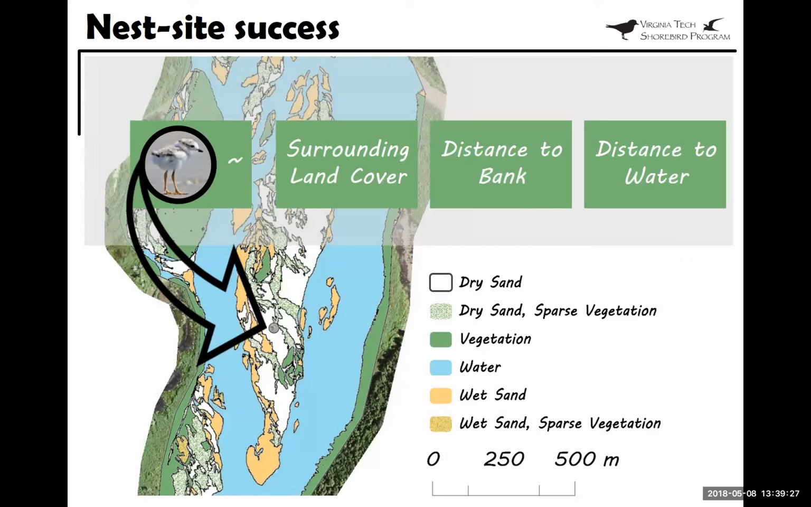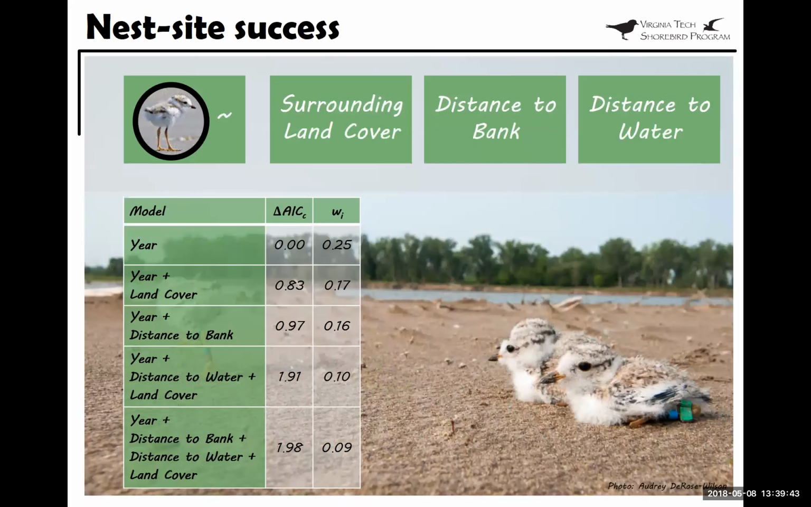So our next step was to see how habitat features related to nest success. We used the same model set as we did in the previous analysis, but for response variable, instead of actual versus random, we looked at successful versus failed nests. Here there was no indication that successful nests were in different habitats than failed nests. There was considerable uncertainty in selecting a top model, and ultimately the null model proved to be the best supported. So while plovers did choose nest sites in dry sand patches that were located away from the bank, those features were not predictive of nest success.